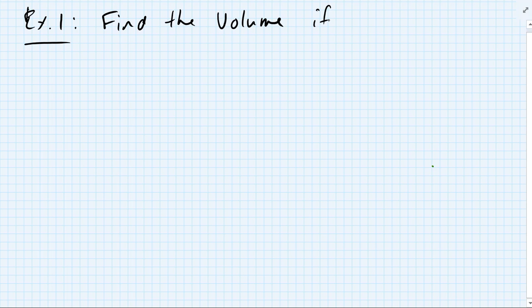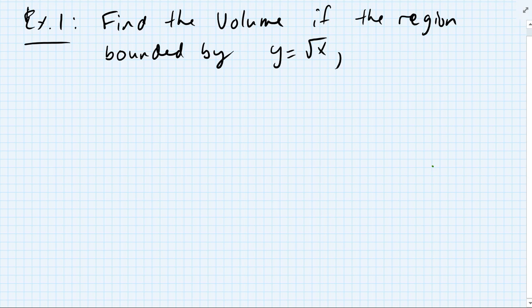Okay, example 1. You're going to find the volume if the region bounded by y equals square root of x.